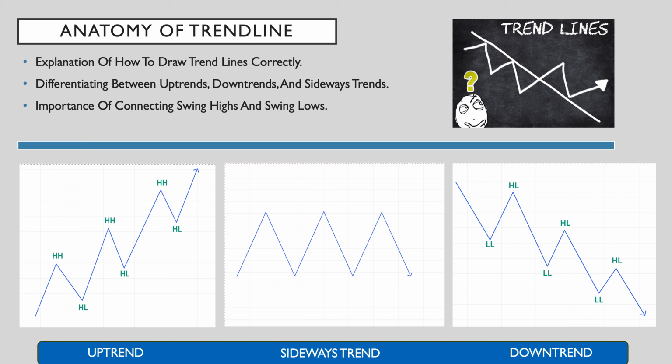So we're in the anatomy of trend lines. Now, the importance of the swing highs and swing lows. When these pivotal points are linked properly, it gives you a clear representation of the market's direction. By connecting the swing highs and swing lows, it provides traders with actionable insight for making strategic entry and exit decisions in the Forex market.